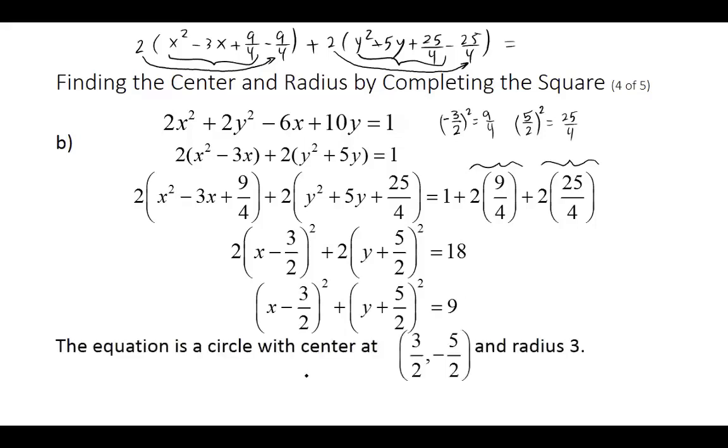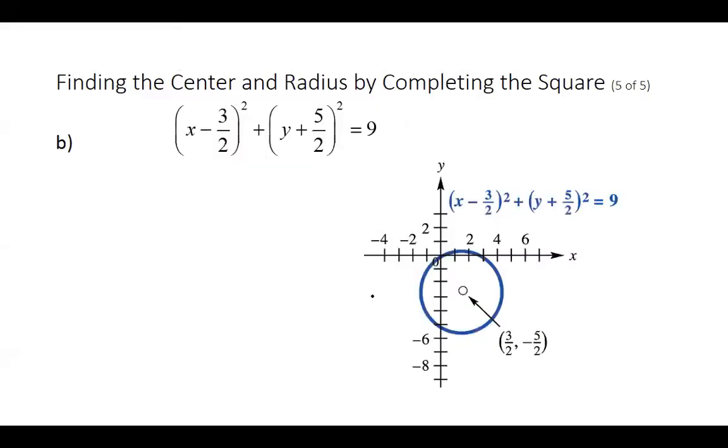And that is the equation of the circle with the center at 3/2 and -5/2. And the radius is the square root of 9, which is equal to 3. Then we can locate the center, and from the center, we're going to move up, down, right, left, 3 units because the radius is 3, and we can have our circle.